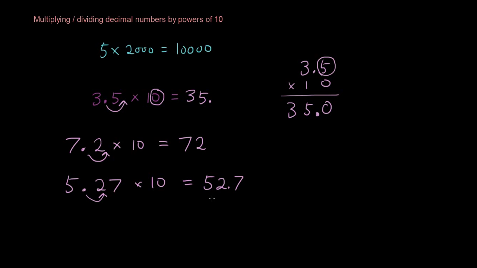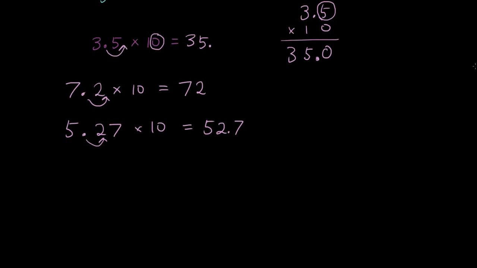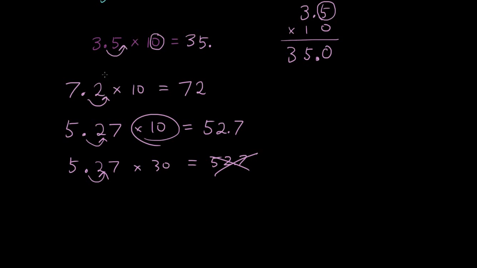52.7. Now notice that this will only work when you're multiplying by powers of 10. So you can't do 5.27 times, for example, 30. You can't just move the decimal point to the right one place and say it's 52.7. That's wrong. It only works when you're multiplying by powers of 10. If you want to multiply by 30, then you might as well do it the long way. Okay, so let me just cross all that out.